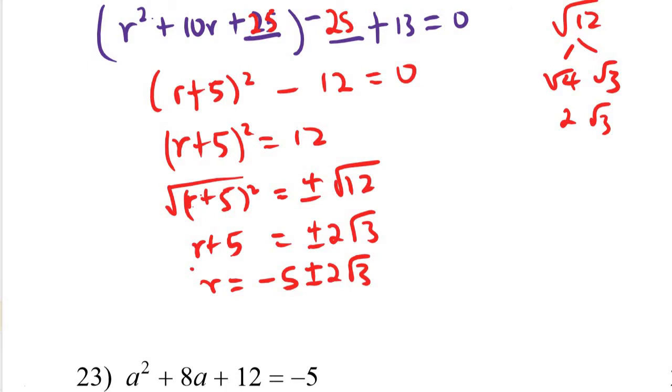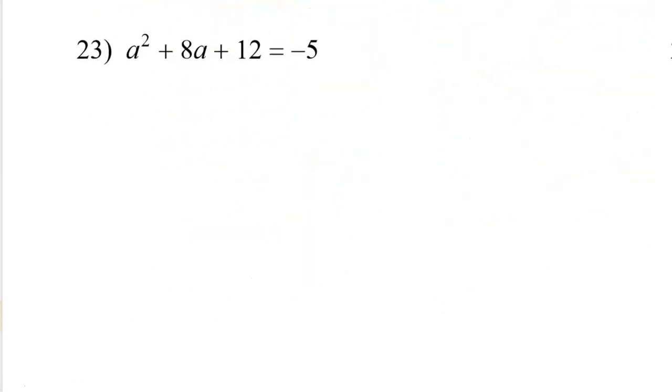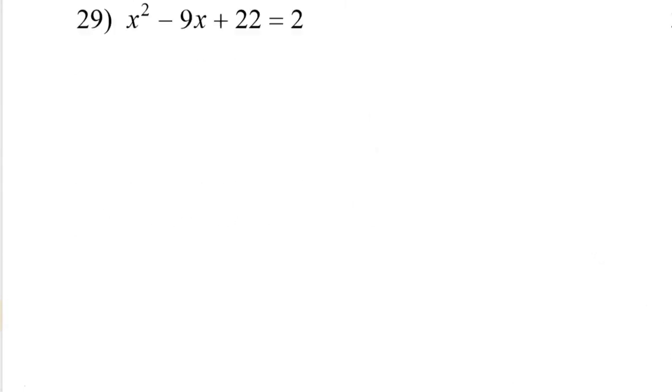So unlike the first example in which you can actually take the square root and get an integer, this is an irrational number. We're going to leave it just like that. So our final answer will look like this: negative 5 plus 2 root 3, or negative 5 minus 2 root 3. Okay, so we go to one more, I think, number 25. Here is another one.